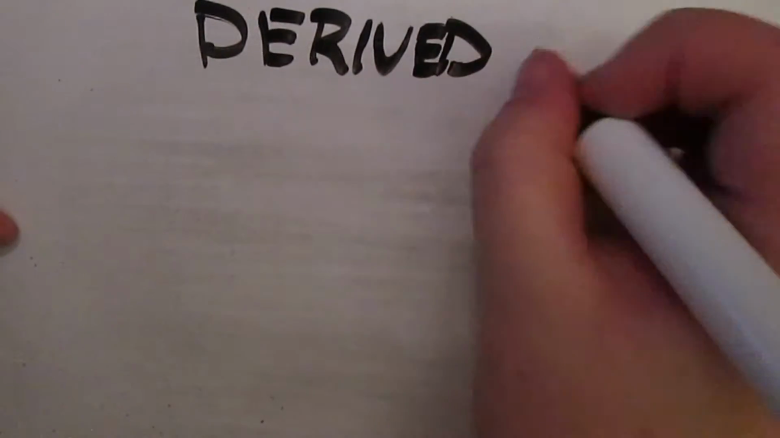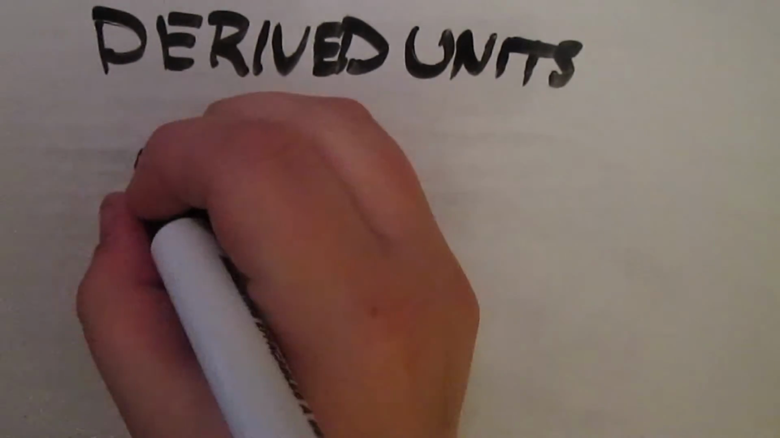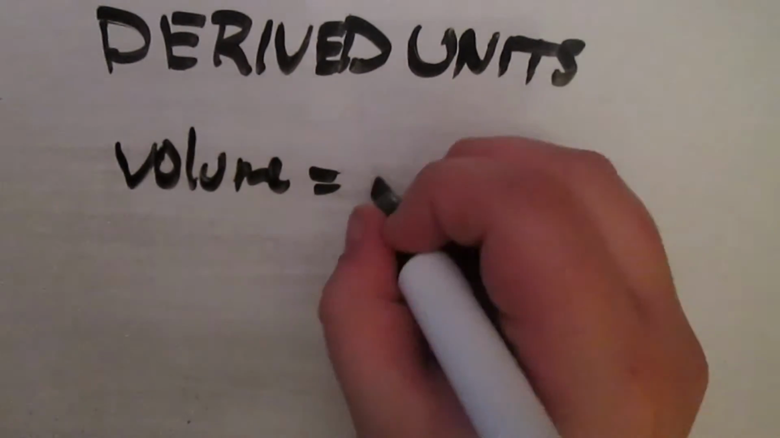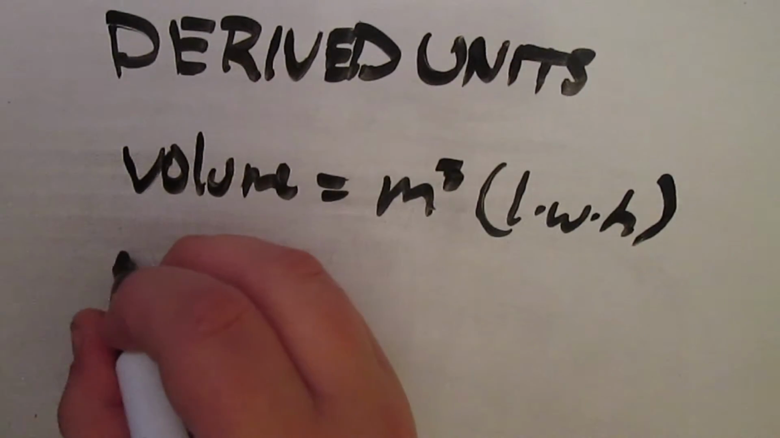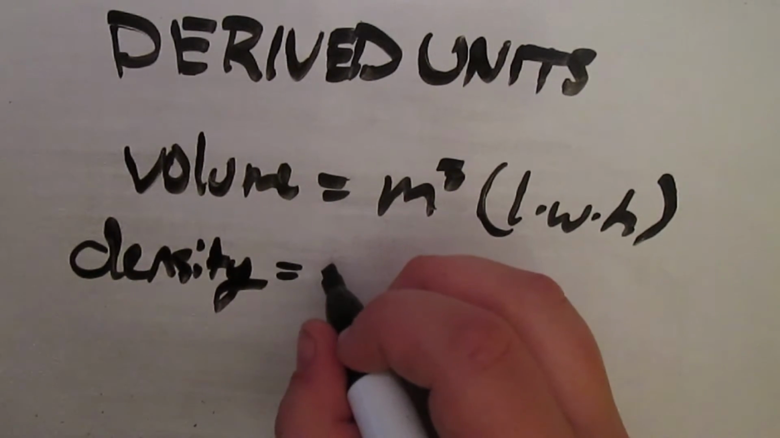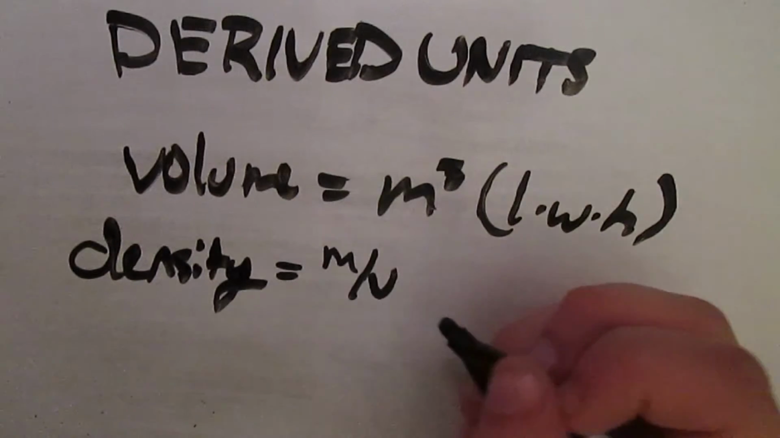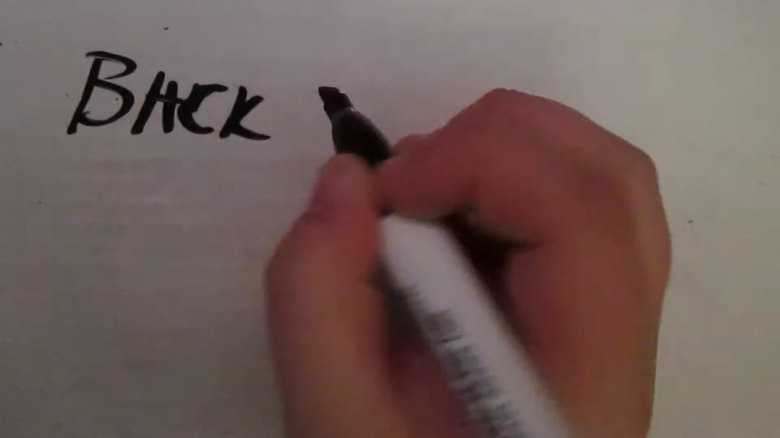Finally, let's talk about derived units. Derived units are different than regular SI units, as they are a combination of SI units made into something measurable or something we can use in mathematics. For example, volume is length times width times height, which can be measured in meters, and density is mass over volume, which can be found by using an original unit. Now, let's move back to cocaine.